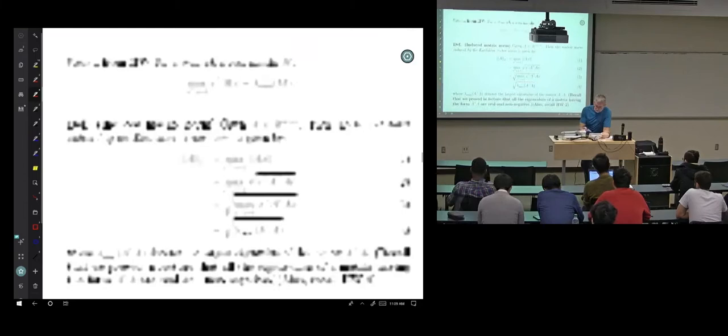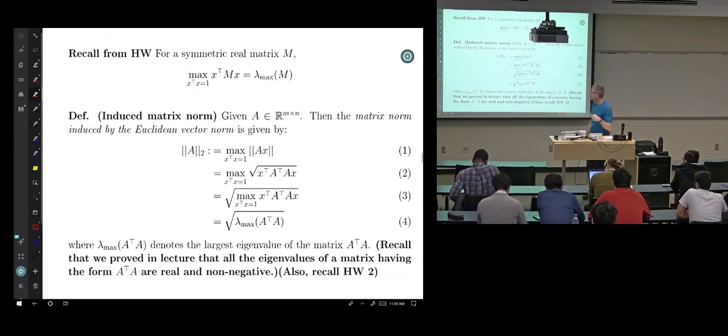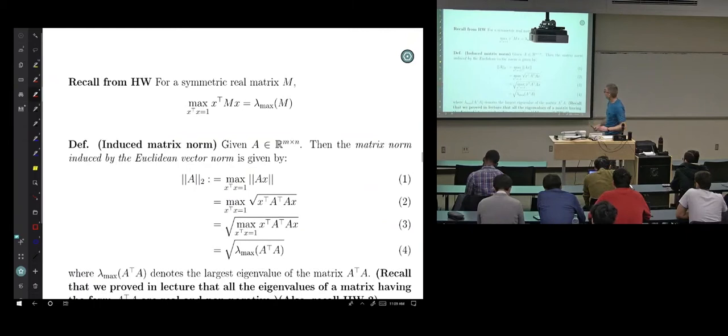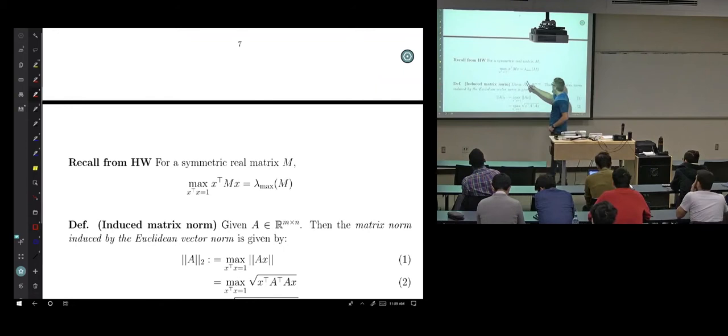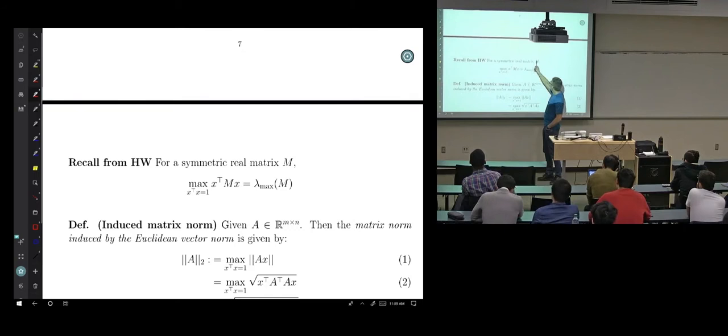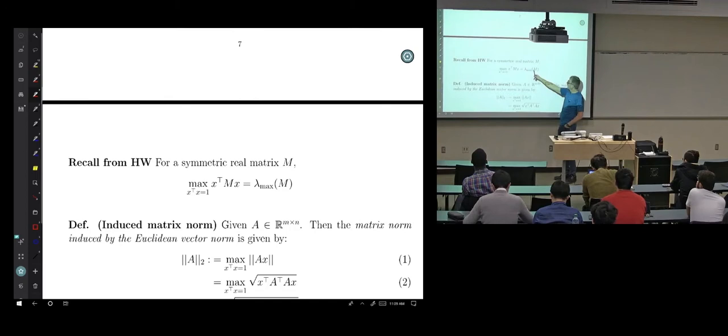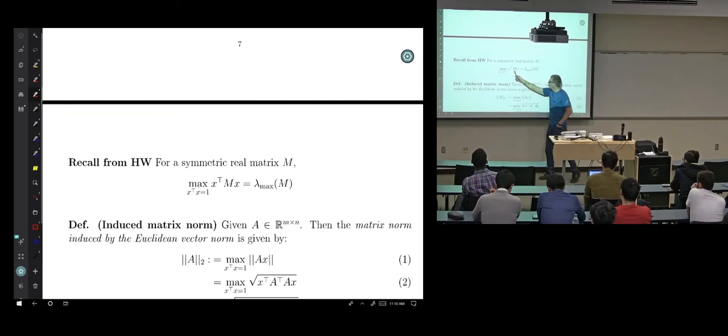Okay? So I'm going to define a norm on matrices that's different than any norm we've defined so far. But it's still a norm. Okay, so this is going back to homework 2, where we looked at the max and min of x transpose M x, where M was a real symmetric matrix, okay? And we did it over the Euclidean norm of the vector being 1. We found the max was the largest eigenvalue of M. And just to remind ourselves, when we did the min, it was the smallest eigenvalue of M, okay? So we have this bound on x transpose M x.